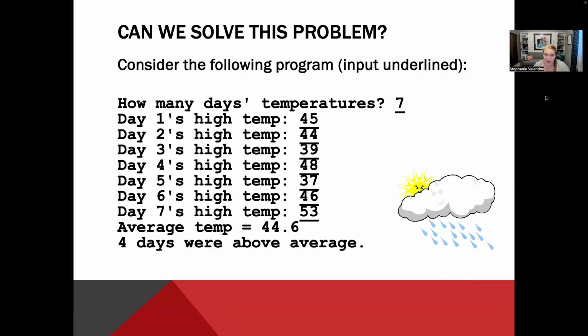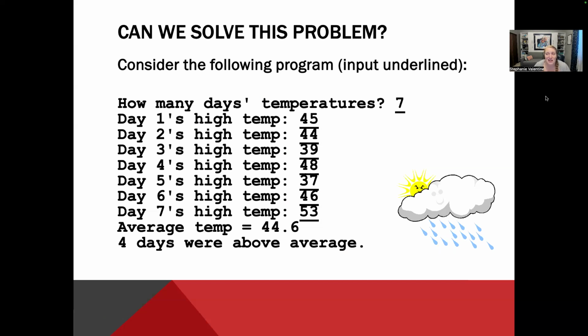Okay, so let's talk about this problem. Let's say we want to ask a user for a certain number of days of temperatures, and then we want to provide them some statistics on that. So we want to accept some temperatures from the user. We want to provide them with the average temp, and then we want to say how many days were above average. This looks pretty straightforward, especially from the user's point of view. It's only a couple of lines of output. It looks like everything is pretty standard and straightforward.